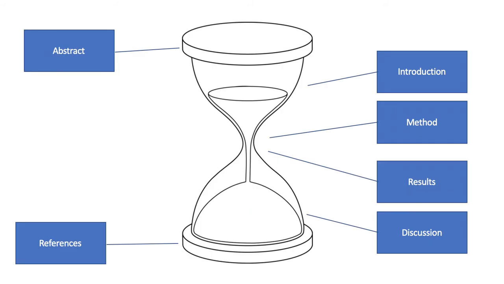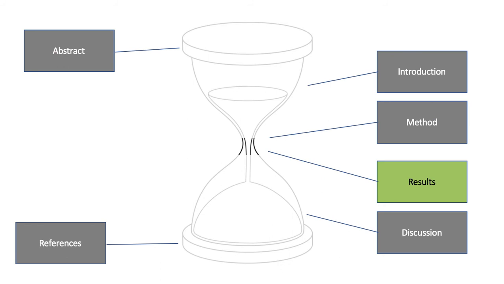Going back to our hourglass metaphor, the method section then flows into the results. The results is what we got using those measures and the procedure with those participants that we've described in the method section. The results section follows directly after the method, and again, it doesn't begin on a new page.